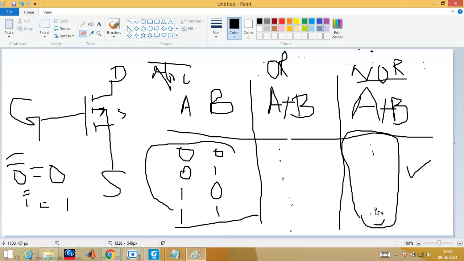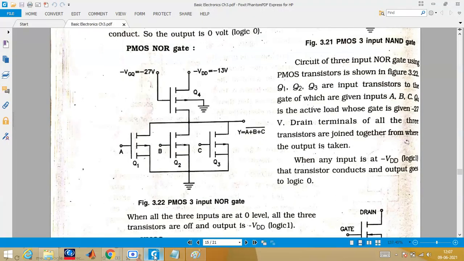You know the truth table. Anyways, I am writing it for your understanding purpose. Now 0 plus 0 is 0, 0 plus 1 is 1, 1 plus 0 is 1, 1 plus 1 is 1. ठीक है, इसका रिवर्स कर दीजिए. नॉर में 1 0 0 and 0. So first you will design this circuit, then you will connect with an inverter and you will get the OR circuit. Okay, now let us try to see how we can do that.